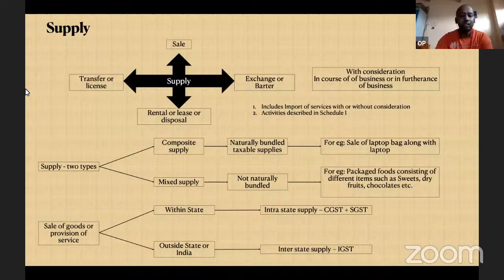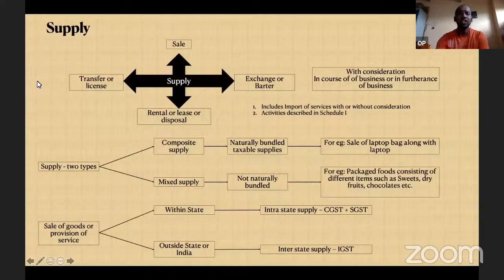Now, renting of an immovable property will also be treated as supply. Leasing of immovable property will also be treated as supply. Disposal of a business asset: for example, if you are writing off inventory since it has become unusable, that also will be treated as supply. So, supply is not restricted to these items. It is much more than this.